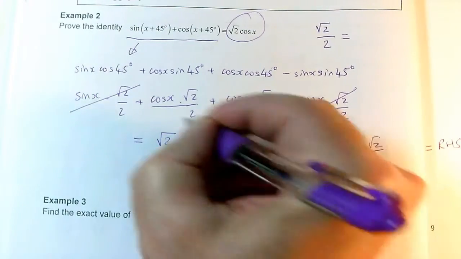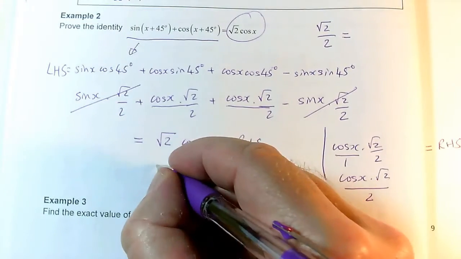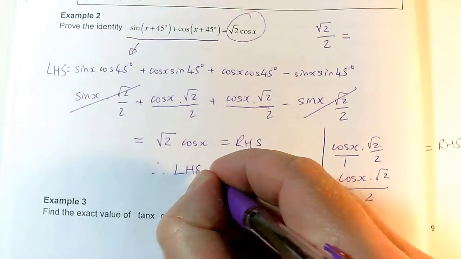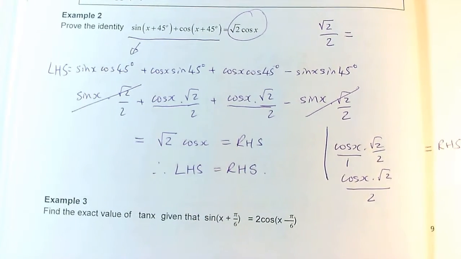So let's put this in the form for an identity. Left hand side equals this. I've not cheated, I've got to the right hand side. Therefore, left hand side equals right hand side. And we're okay. All right.